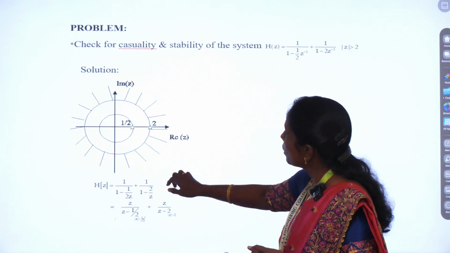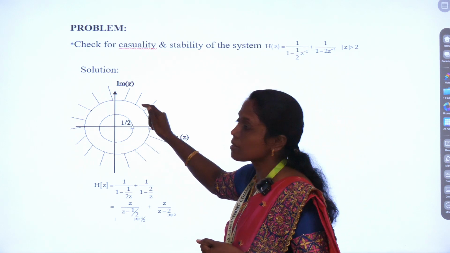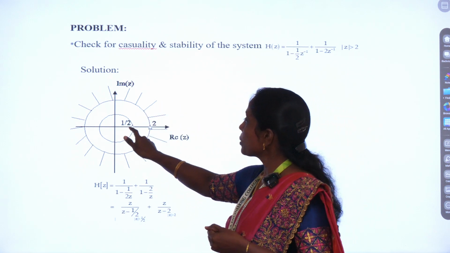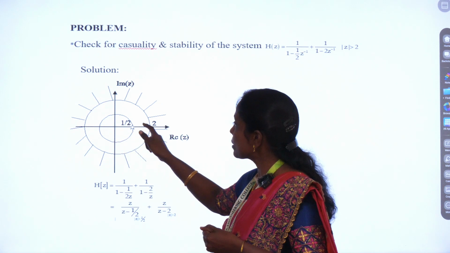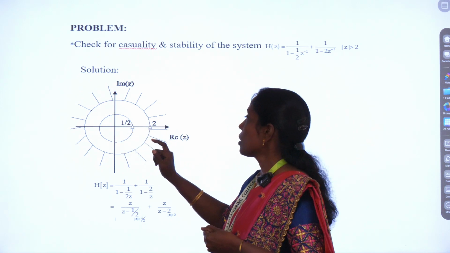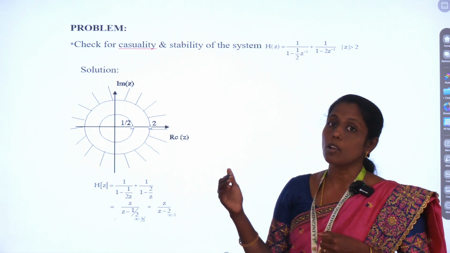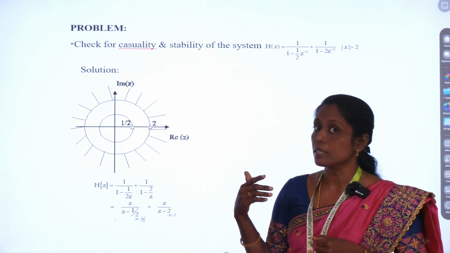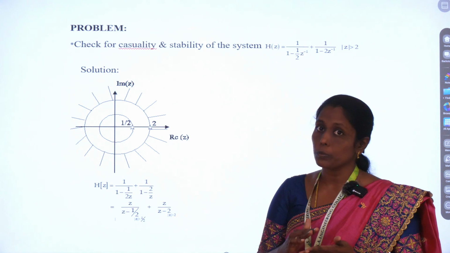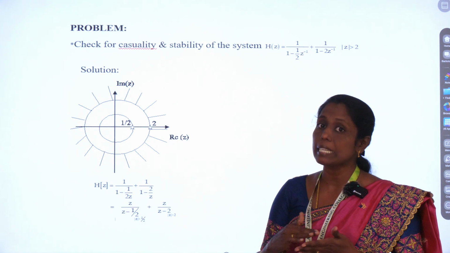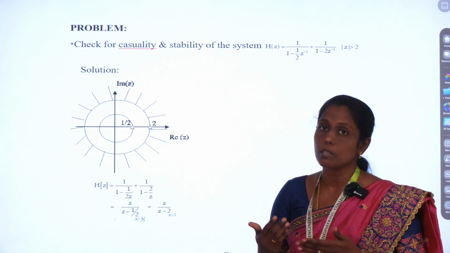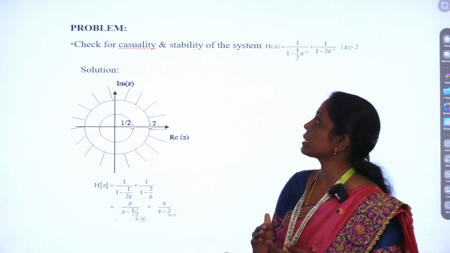So that is what we have plotted in this z-axis. So 1 by 2 is the pole, one pole, and 2 is the next pole. Okay, now we have to check whether the system is a causal system or it is a stable system. So now it is the time we have to check whether any condition for this ROC is given in the problem. Yeah, it is given.